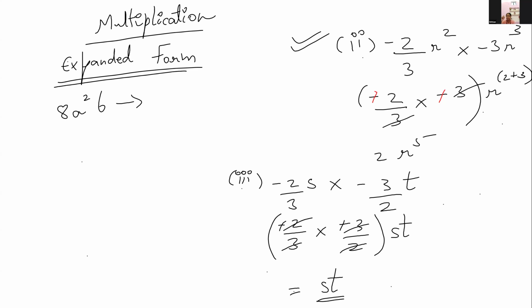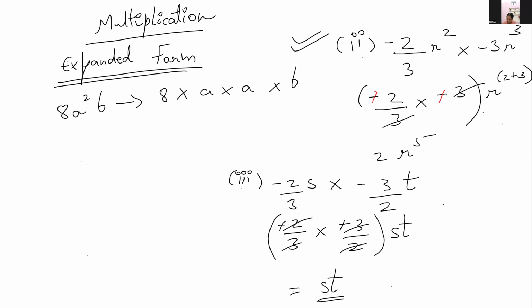So when we have a variable which has some power, that many times you're going to write that variable. Now a has power 2, so we will write a 2 times. We will do 8 into a into a into b. Like this we do.